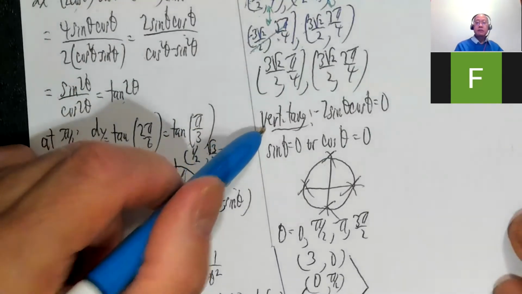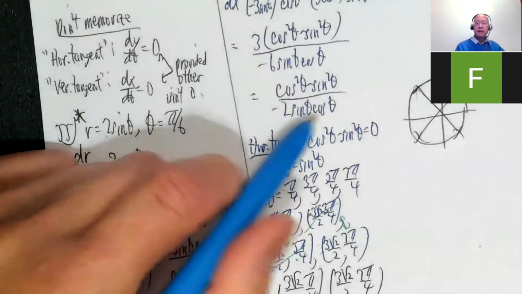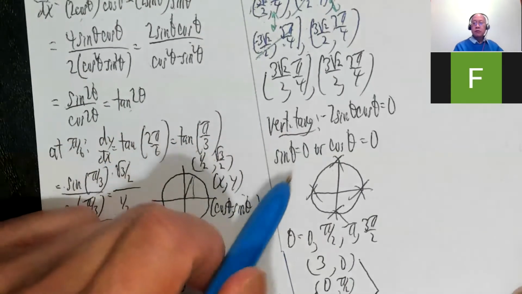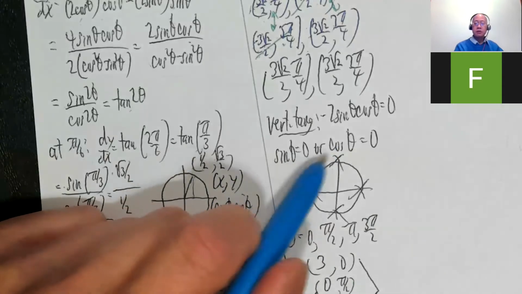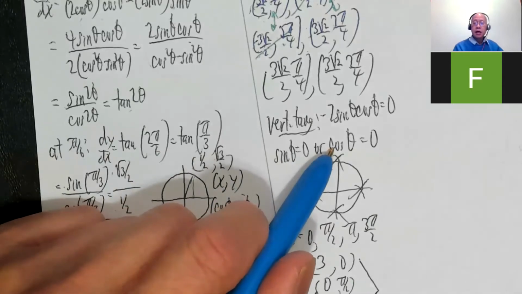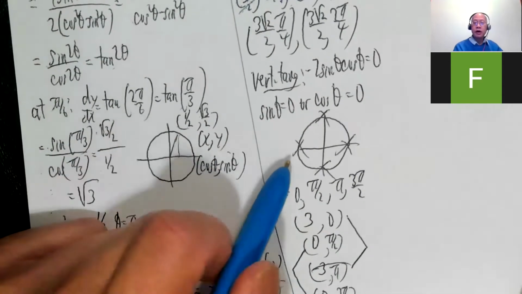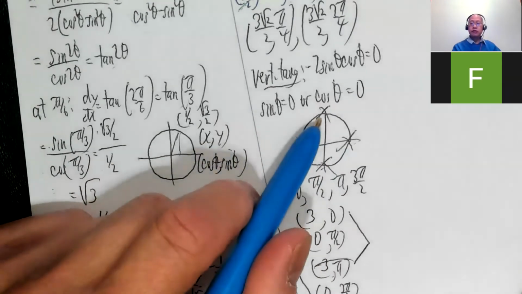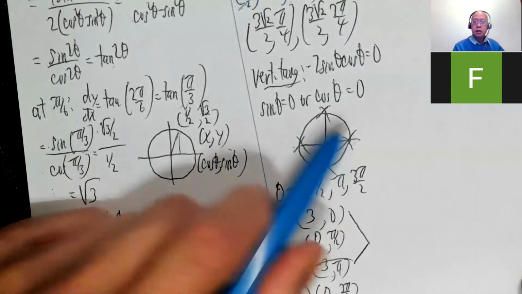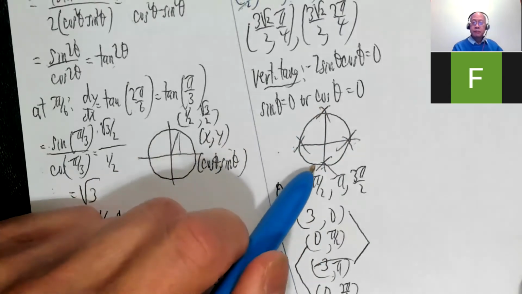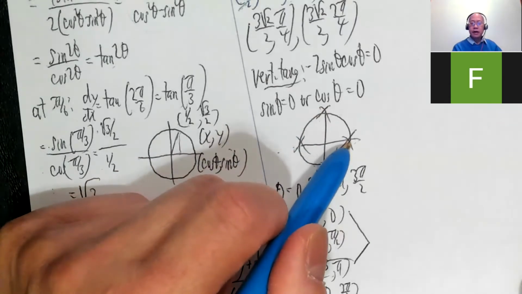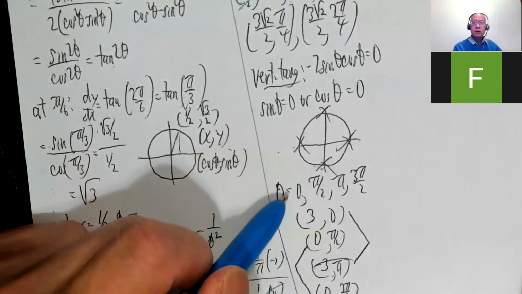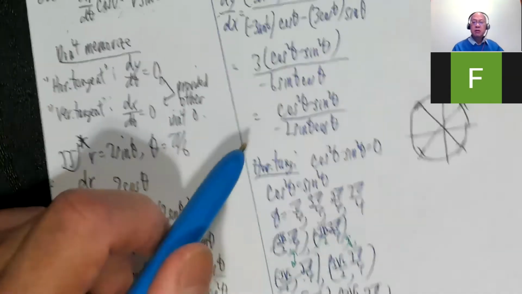Okay, vertical tangent. Make the denominator equal to 0. Negative 2 sine theta cosine theta equals 0. Well, that means either sine of theta is 0 or cosine theta is 0, i.e. x is 0 or y is 0. That's here, here, here, and here. The quadrantal angles, as it's called. 0, pi over 2, pi, 3 pi over 2. No need to go back to 2 pi. I have duplication. Okay, so I plug in 0.